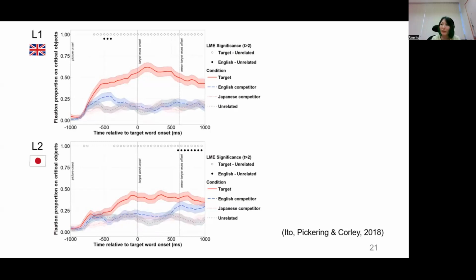And if you are testing less proficient speakers, let's say L2 speakers or children or those groups, you might want to extend that window if you expect a delay in the effect, for example. But yes, that's sometimes difficult to define or decide before you see the data. Yeah.